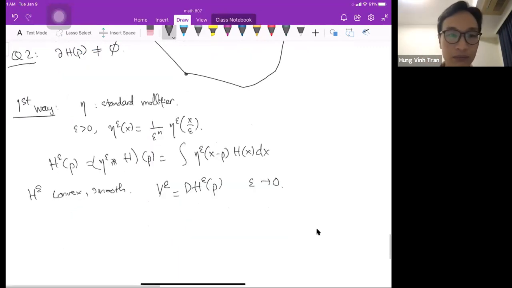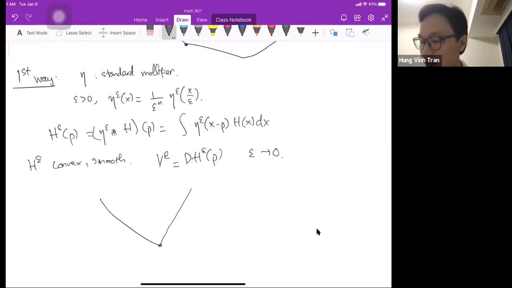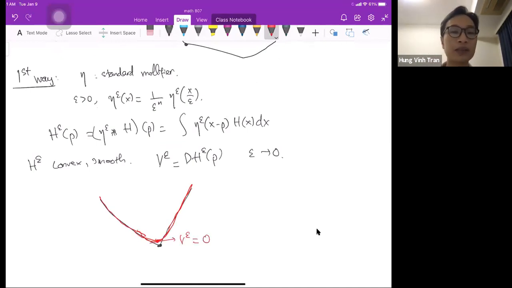Okay, that sounds correct and perfect. Again, you have to come up with a proof, you write it down. But in my mind, for example, if you take a function like this and do convolutions, you're going to have something smooth coming up like that. At this point, the gradient v epsilon is always 0. When you pass to the limit, then 0 is in the subgradient at that point 0. Does that make sense?